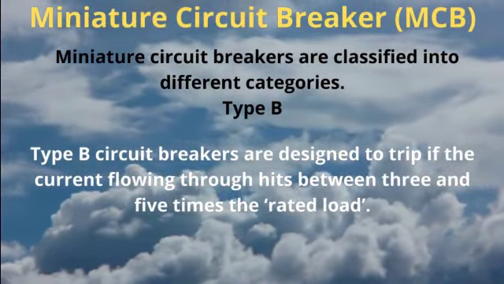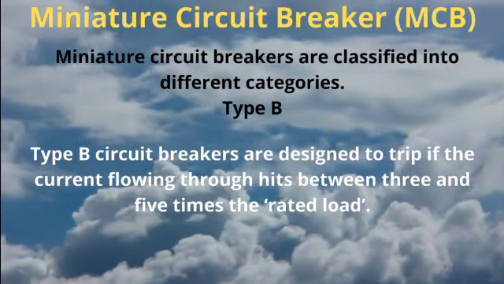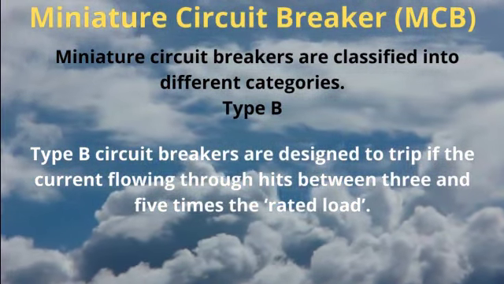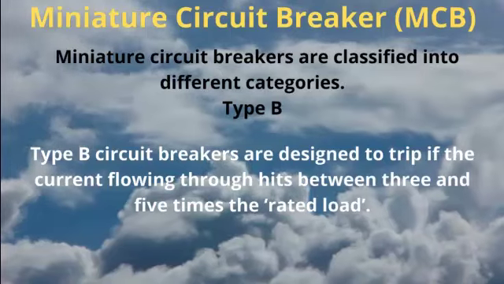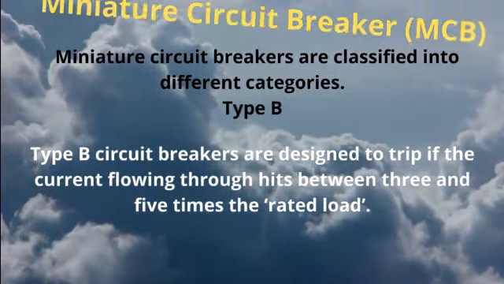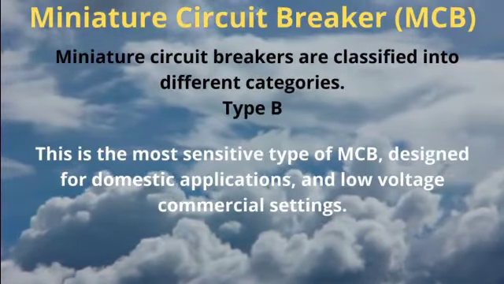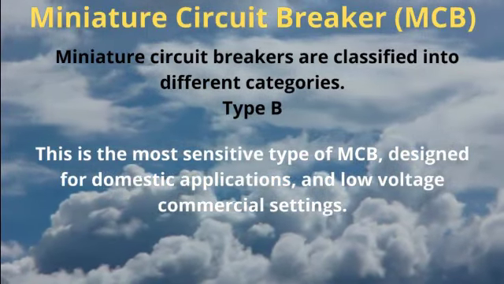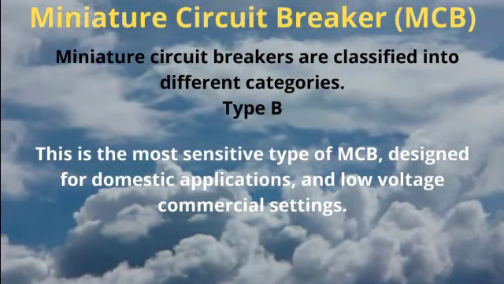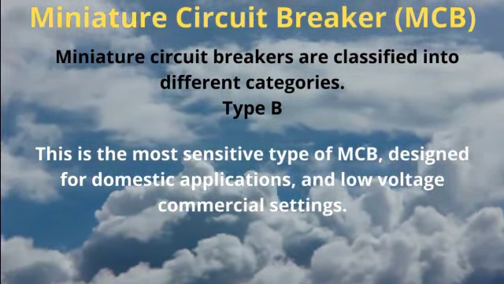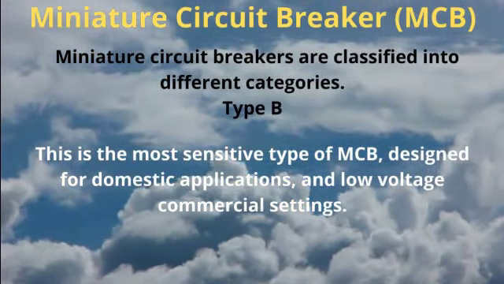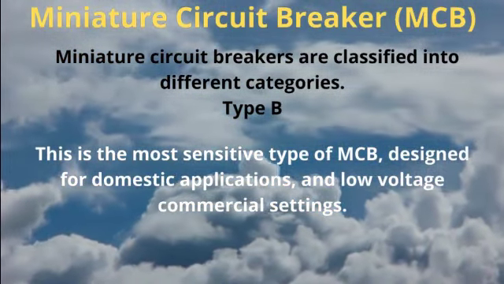Type B circuit breakers are designed to trip if the current flowing through hits between 3 and 5 times the rated load. This is the most sensitive type of MCB, designed for domestic applications and low voltage commercial settings.